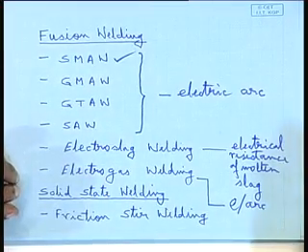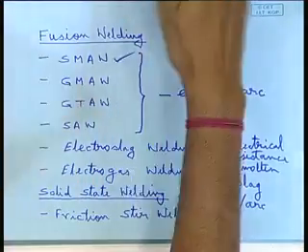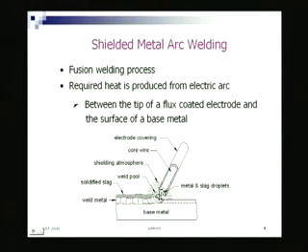So again, going back to shielded metal arc welding, as you can see, here the required heat is produced from the electric arc between the tip of a flux coated electrode and the surface of the base metal, obviously. So here we can see that the electrode as well as the filler metal are one and the same. This is schematically shown; you must have done it in your first year workshop practice.